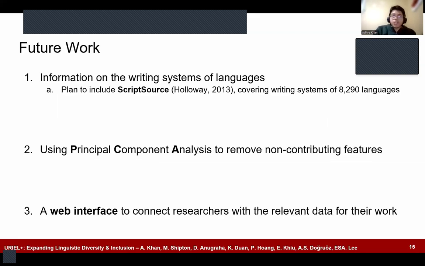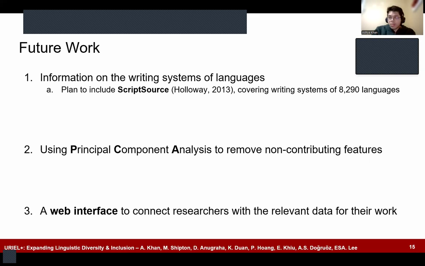Now we do have some future work. For instance, we are planning on incorporating information on language systems for each of the languages. Now, this might not necessarily reflect how the languages themselves are spoken, but it does give some kind of information for each of the languages as well. It's another comparison point, I suppose. The idea is to include information from script source.